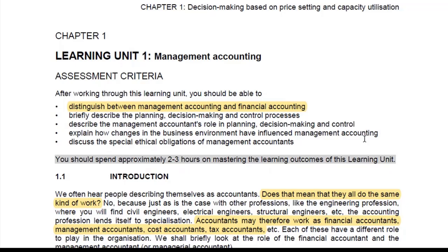So that's cost accountants. Then there's tax accountants. They look at tax. Given the revenue that we make, how much are we paying to SARS? So each and every accountant plays a certain role within the organization. They don't do the same thing. The same as management accounting, yes, there are certain principles that you get from your financial accounting.